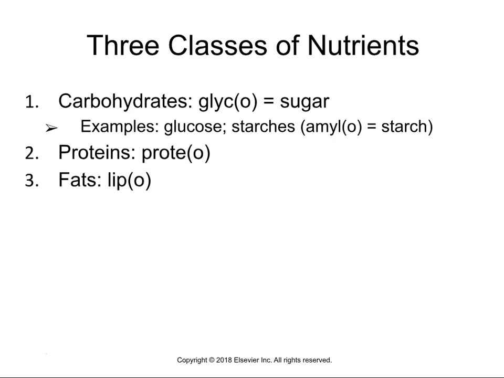We have 3 classes of nutrients that we take in our body. We have carbohydrates. Carbohydrates are your sugars and your starches. So you have 2 word parts for this one: glyco, which is sugar, and amylo, which is starch. So an example of a carbohydrate would be glucose or amylose. Those are the sugars found in starch.